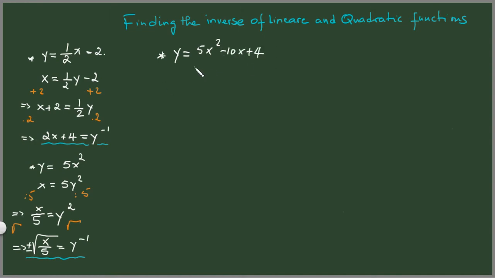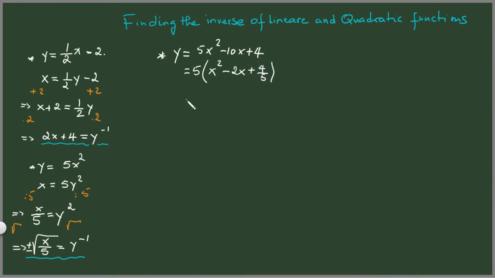In this example, as you can see, there's no way to simply switch y and x. So the first thing we do is write it in vertex form, completing the square first. Then we can switch x and y. Let us start here. We're going to put 5 as a factor first. That gives us x to the power 2 minus 2x plus 4/5.